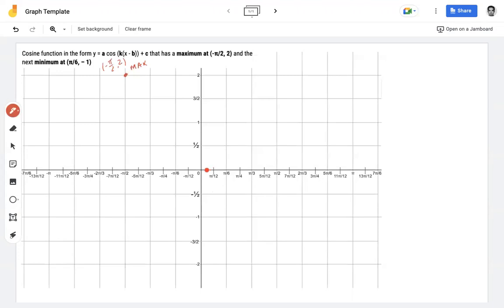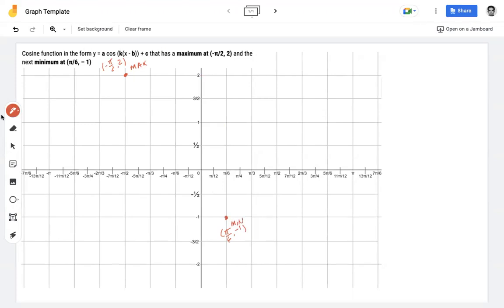And we have a minimum at pi over 6. So here we have pi over 6 comma minus 1 over here. I'm going to write down the coordinate pi over 6 comma minus 1. And that's a minimum.